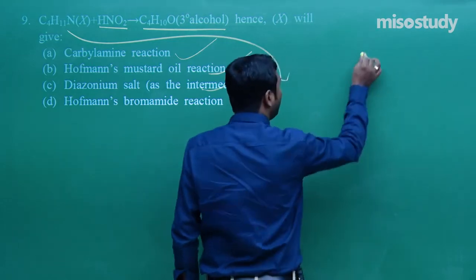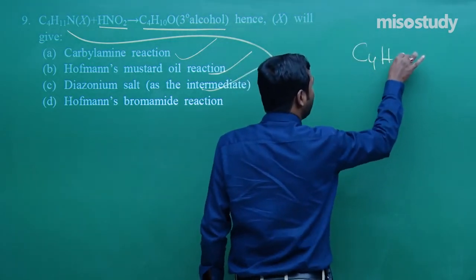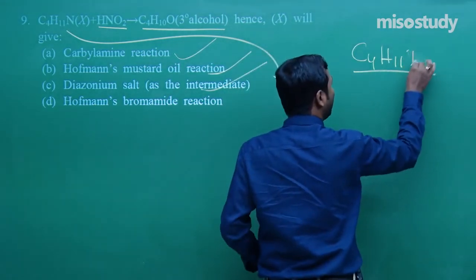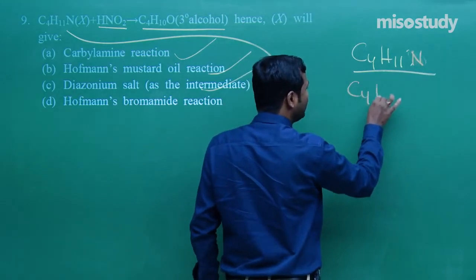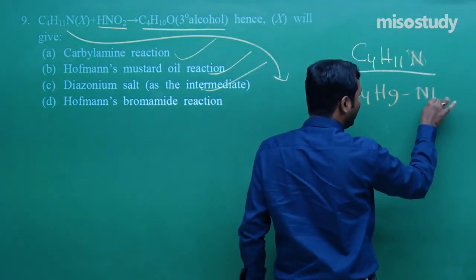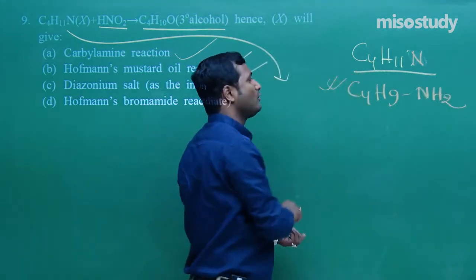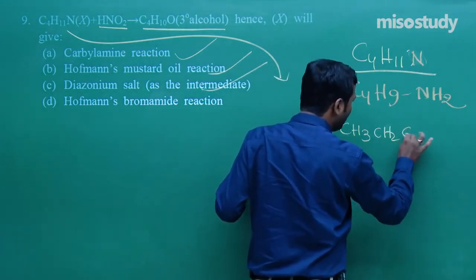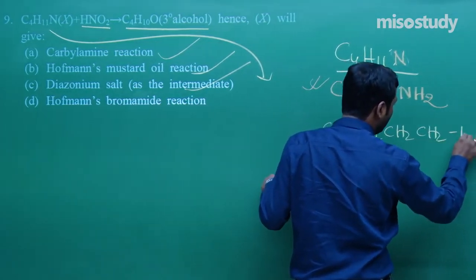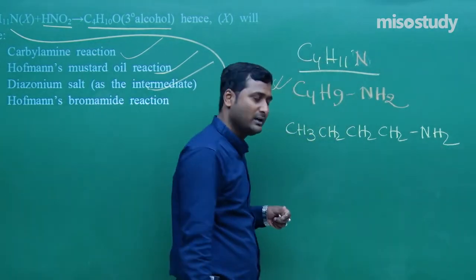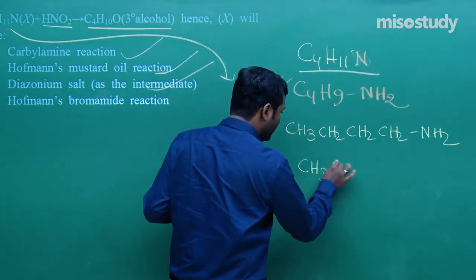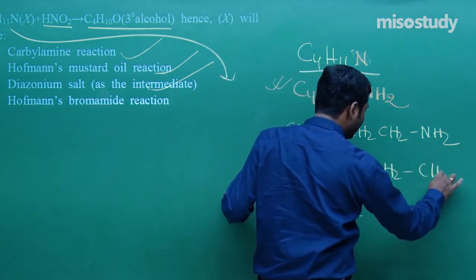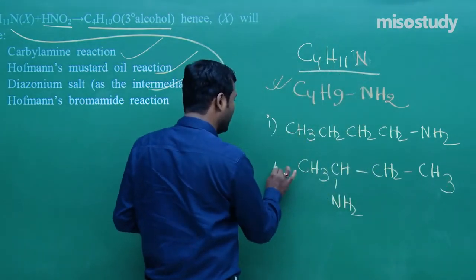Clear to you? How many primary amines are possible? Remember this: C4H11N. It can be written like this: C4H9NH2. Now tell me how to write the isomeric forms. It's very simple: CH3, CH2, CH2, CH2, then NH2, that is the first one. The second one is CH3, CH, NH2, CH2, then CH3. This one is the second one.